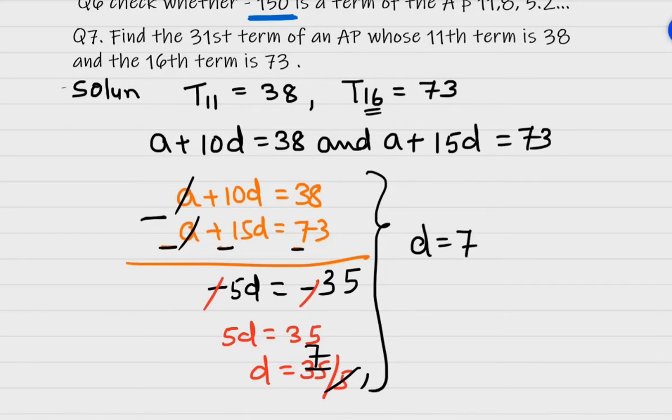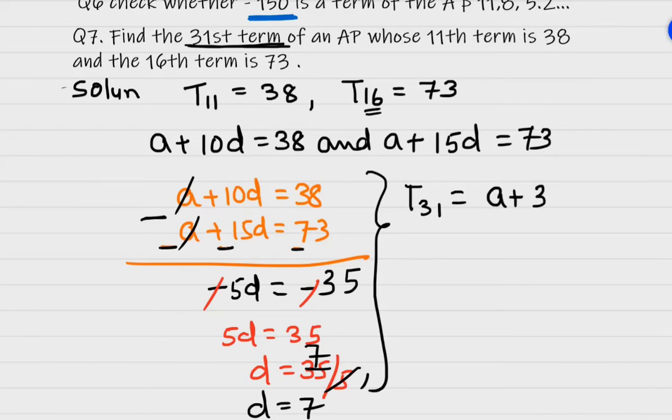Now what do you have to find? You have to find the 31st term. When you know A and D, you can find any term. You have got the value of D as 7. Now how will you find the 31st term? It's very simple. T31 will be equal to A plus n minus 1, 31 minus 1, that is 30D. A plus 30D. What is your A? Your A is not known.